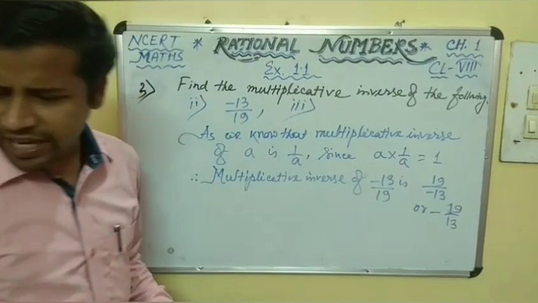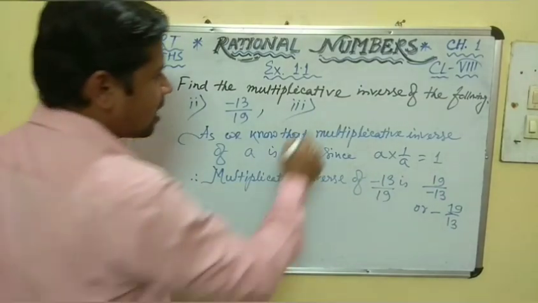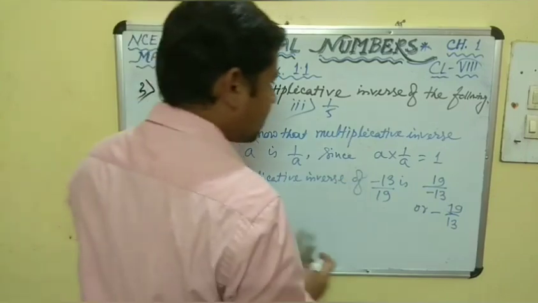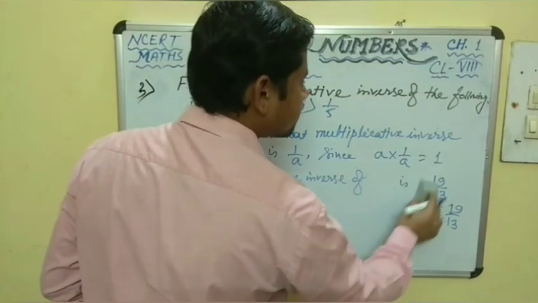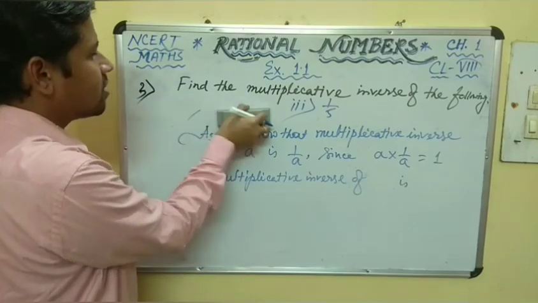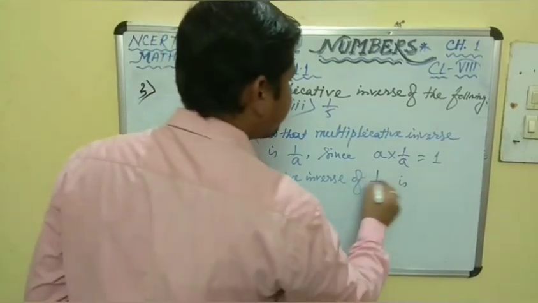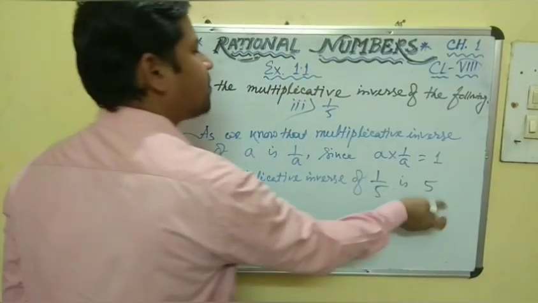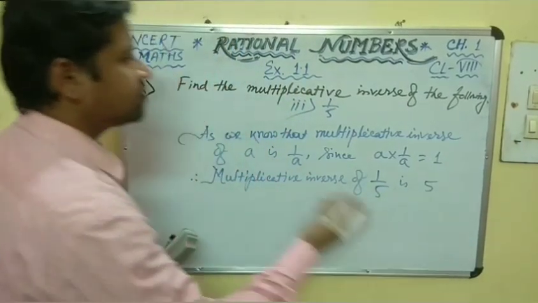Okay. So next, number 3 is saying 1 by 5. I think it's clear to you. 1 by 5, only I am changing here. The inverse of 1 by 5 will be 5, because 1 by 5 means 5 by 1, and 5 by 1 means 5.